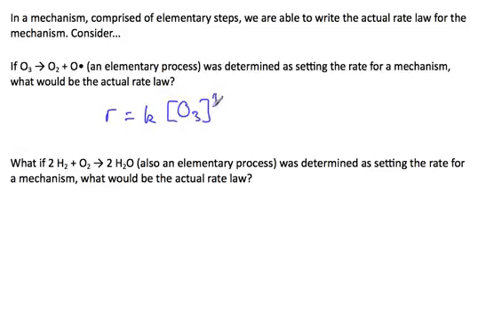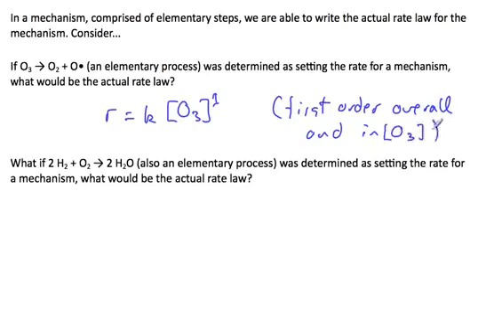And that's the power of 1. So this mechanism is first order overall and first order in ozone. So the point being, if you know something about the mechanism, and the mechanism is made up of elementary processes, you can write a rate law. You actually don't need to do all the experimentation we've talked about previously.